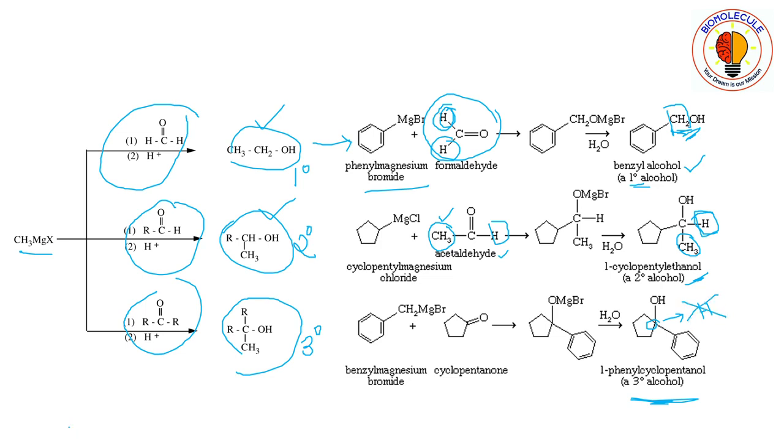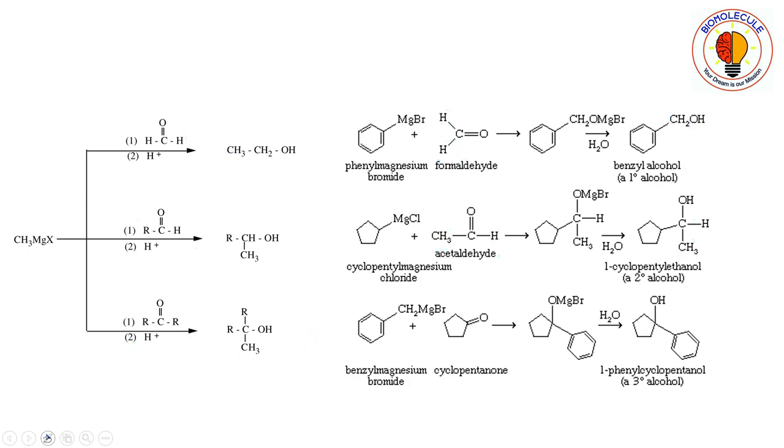Okay, so you can see here, this one, the third one, cyclopentanone. You are getting this cyclopentyl magnesium, and when you react it with acetaldehyde, you get a secondary alcohol. Now moving on to the tertiary one, you use cyclopentanone and benzyl magnesium bromide, and you end up with the tertiary alcohol.